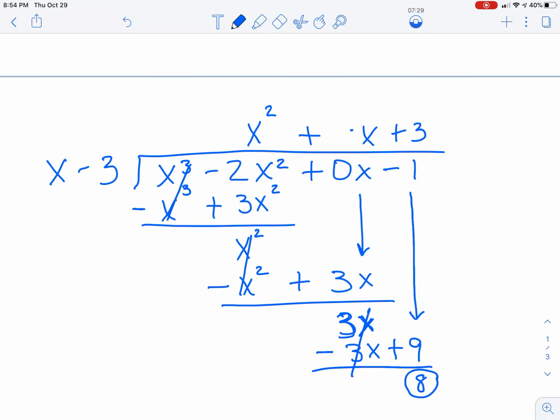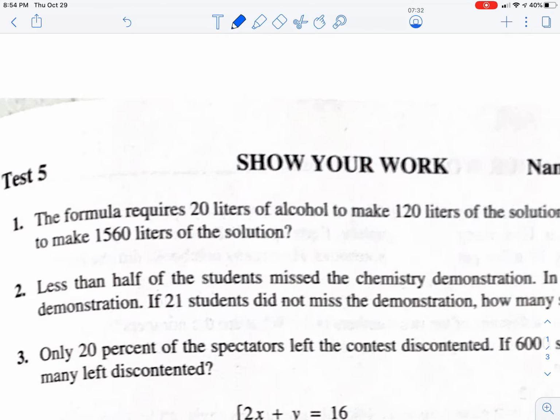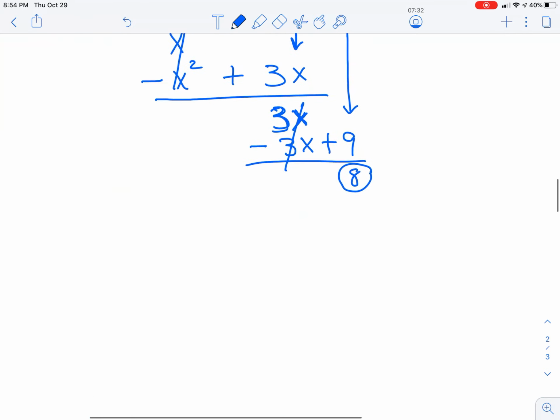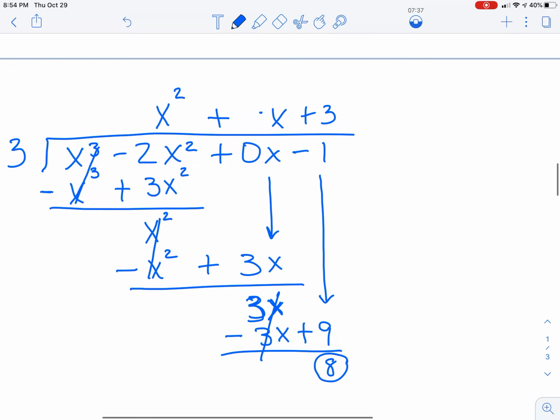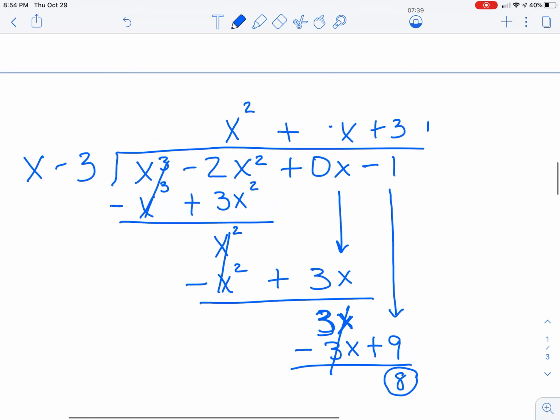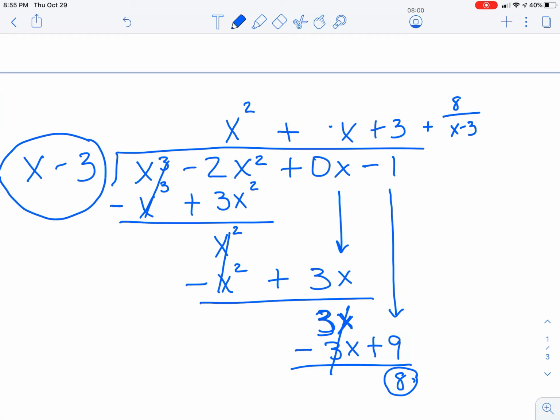And remember how we write those? When we write that as a fraction, I'm going to have a remainder. I'm going to write that as a remainder of plus 8 over x minus 3. Remember how we would do that before? You can write your remainders as a fraction by taking the 8 down here, and then you take your divisor out here, and that becomes the bottom of your fraction for your remainder. So believe it or not, the answer is this.